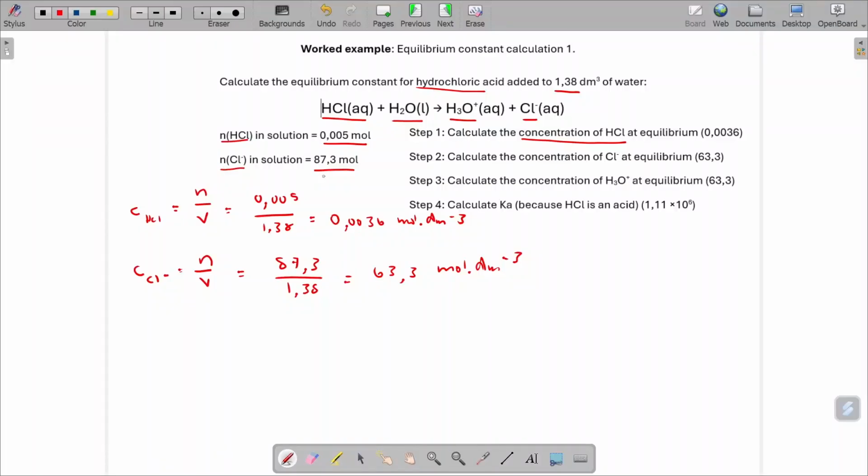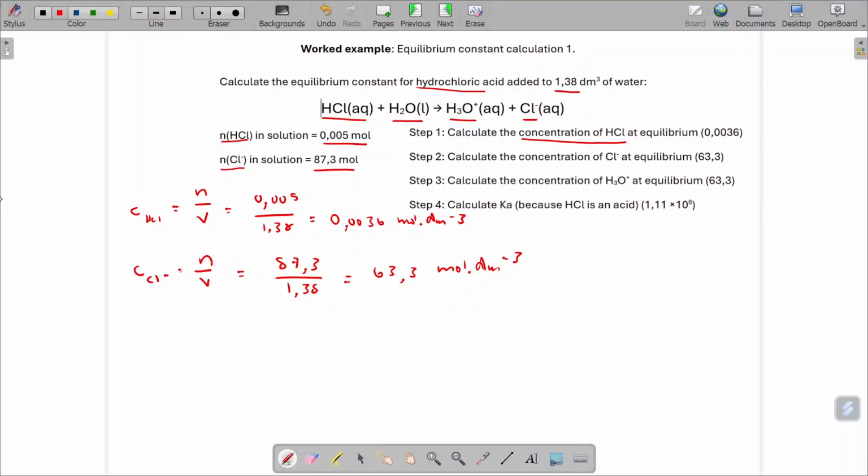And we notice once again that our number of moles of HCl in solution is very, very small because our HCl has almost completely ionized. We have a large number of chloride ions, 87 moles, which also bears out that fact.